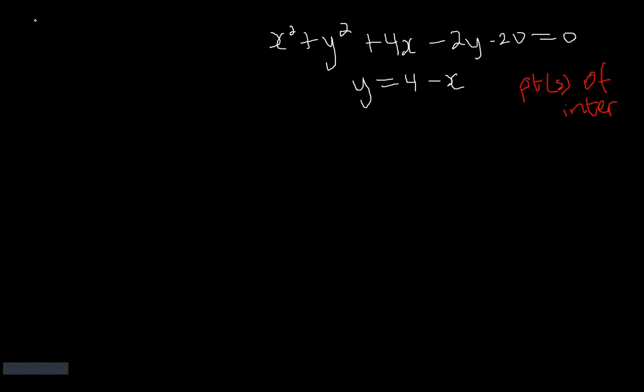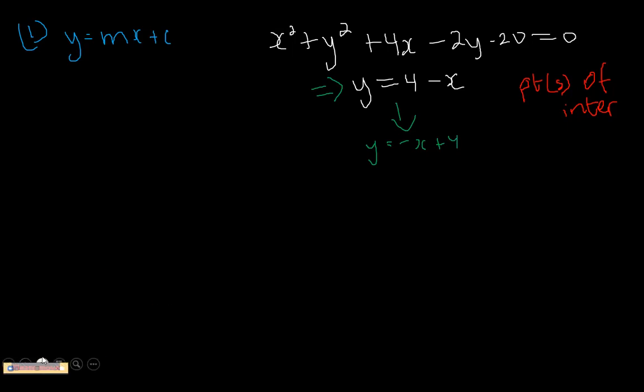The first thing you want to do, remember, is to put the equation of the line in the form y is equal to mx plus c. You could leave it as y is equal to 4 minus x, or you could follow what the first step says, and write it in the form y is equal to minus x plus 4. But it doesn't matter in this case, right? You just want y is equal to something. So the first step is finished.